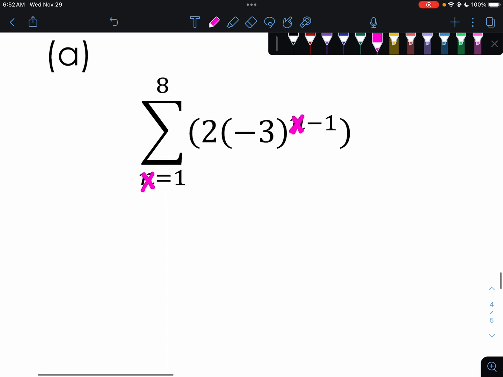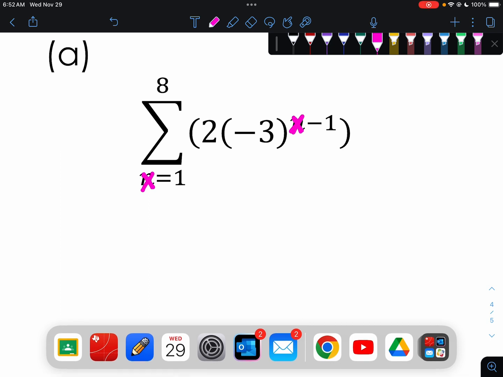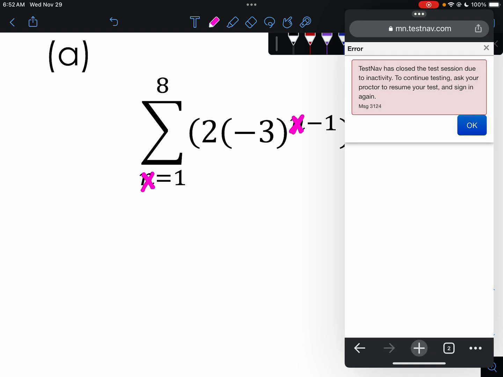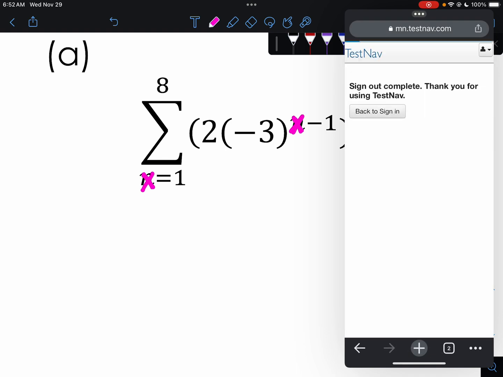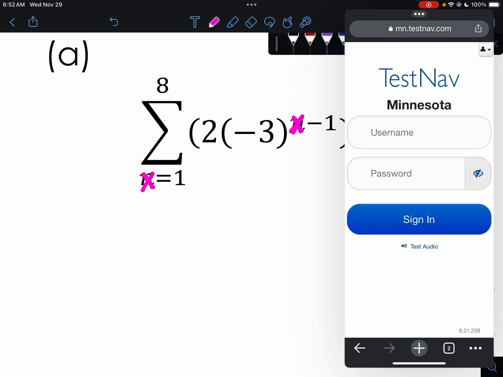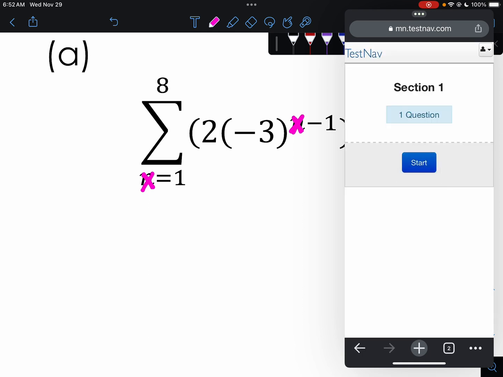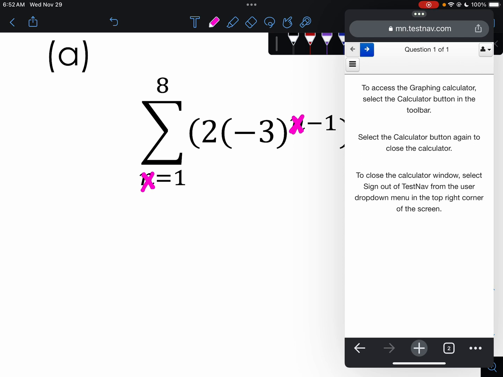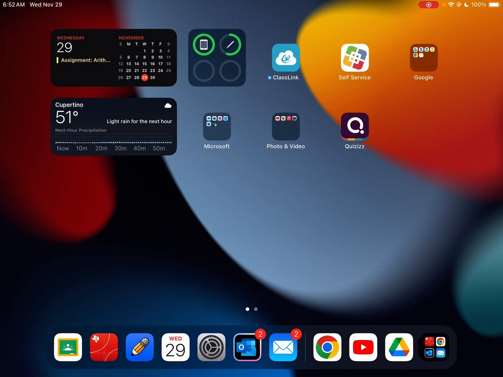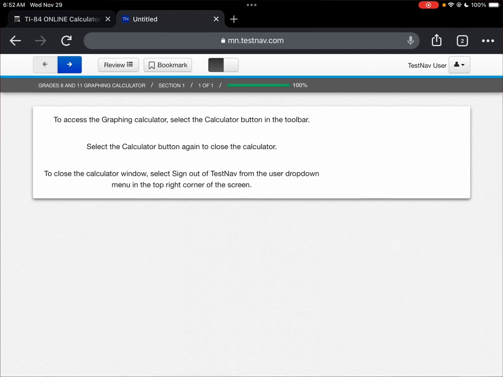And I think I have a calculator that I can pull up. Let's see if it works. Oh, nope. So I think I messed up the calculator. So I'm not going to, oh, there we go. Let's see. Let me go to the full screen.